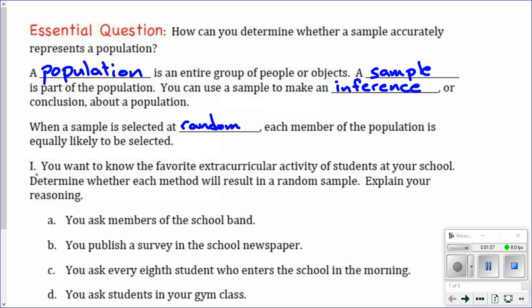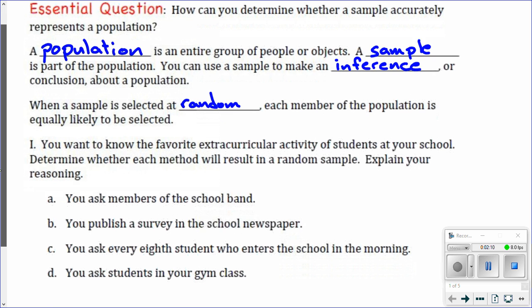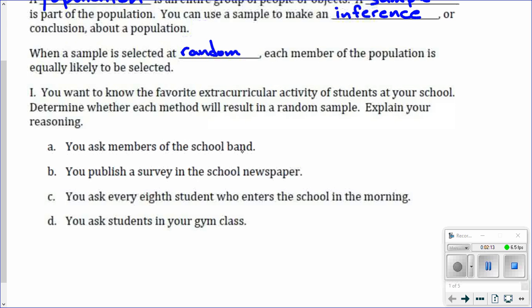So here's a couple things. You want to know the favorite extracurricular activity of students at your school. Determine whether each method will result in a random sample and explain your reasoning. So the first one says you ask members of the school band. All right, now keep in mind, the important thing here is what is our population? And so you want to know the favorite extracurricular activity of students at your school. So the population is all of the students at your school. So for it to be a random sample, every student at school has to have a chance of being selected.